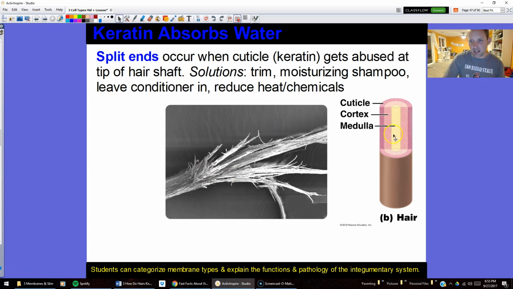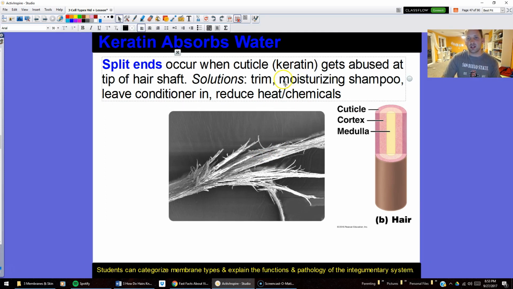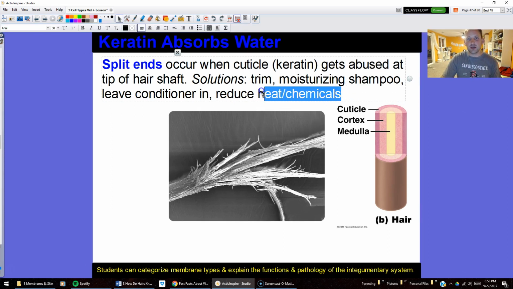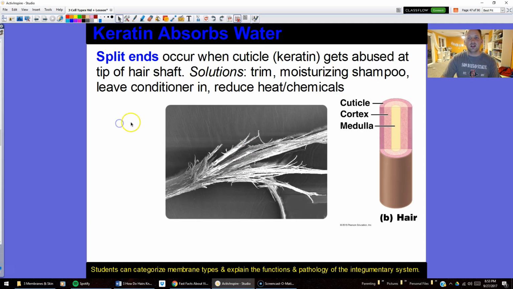Split ends occur because, yes, the hair follicle is dead as it extends out of the body. And the older it gets, the more abuse and damage it gets, and there's no blood supply to replenish it. So keeping good care of your hair, moisturizing it with conditioner, with water, helps. A lot of conditioners have keratin that kind of resupplies the hair with keratin, keeps it nice and new. Heat and chemicals can also damage hair, cause more fraying.